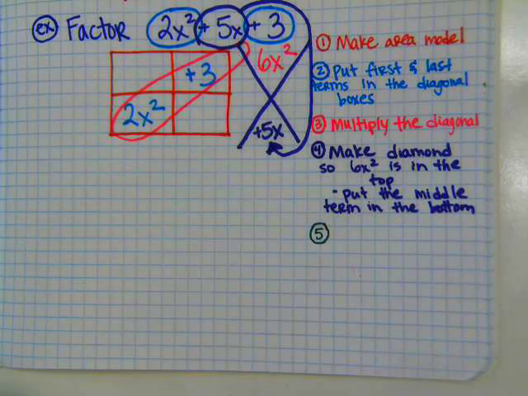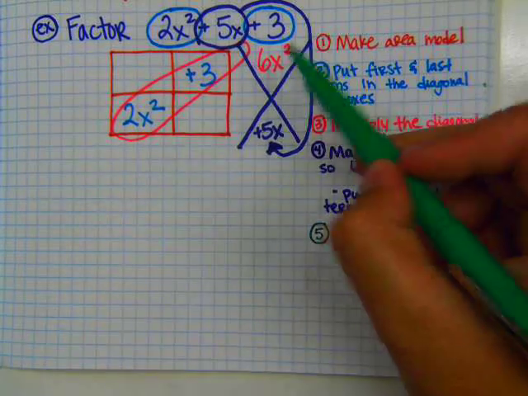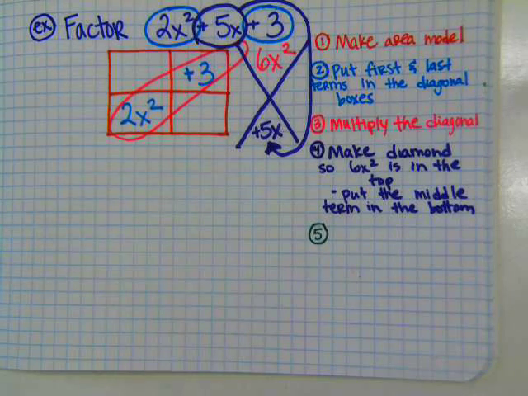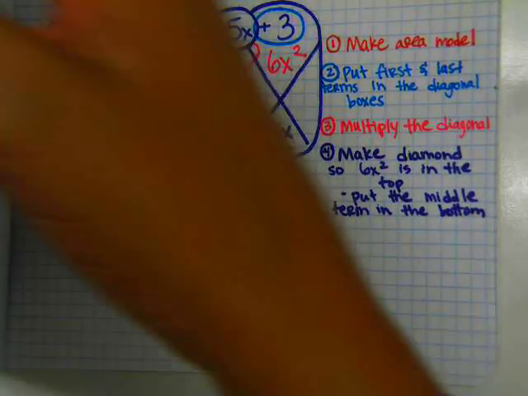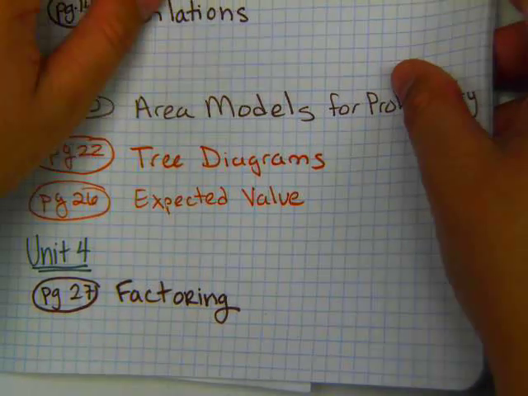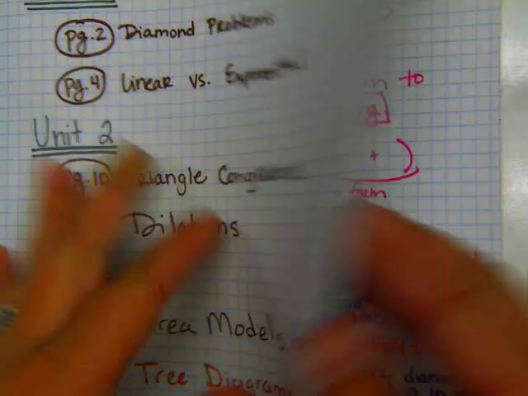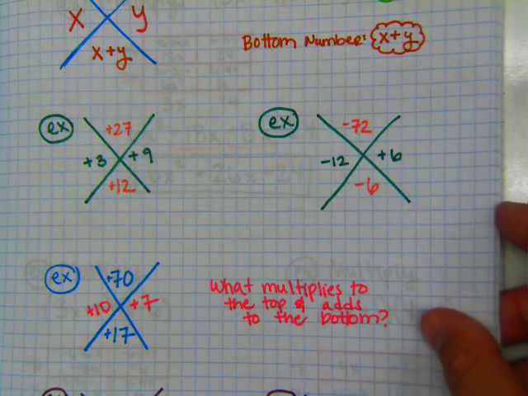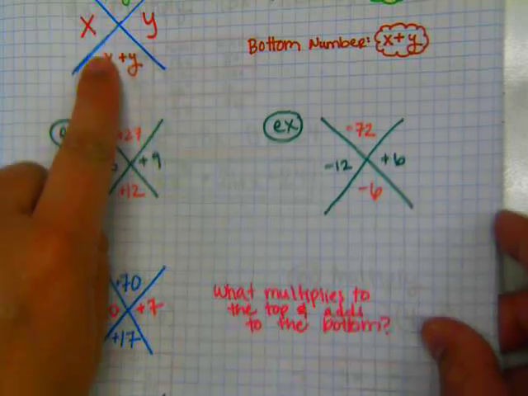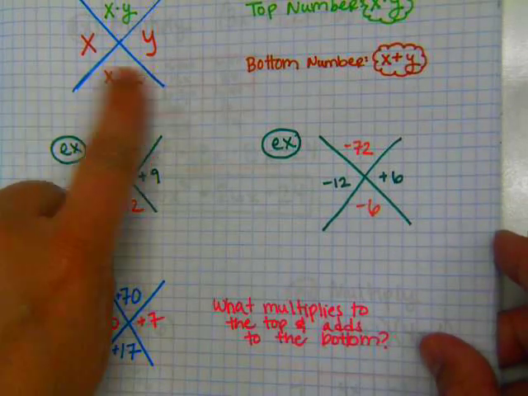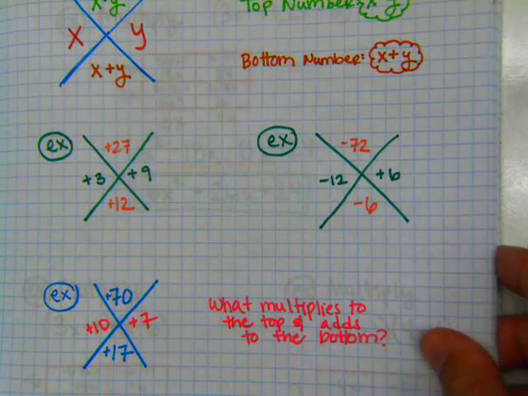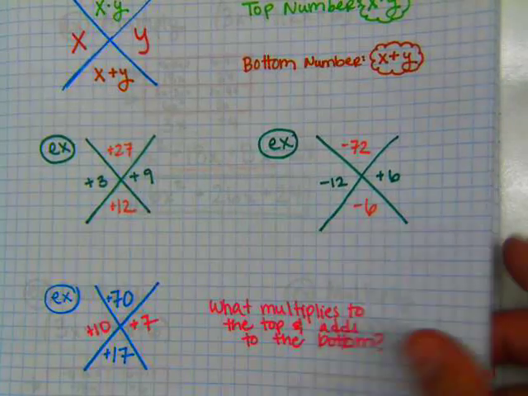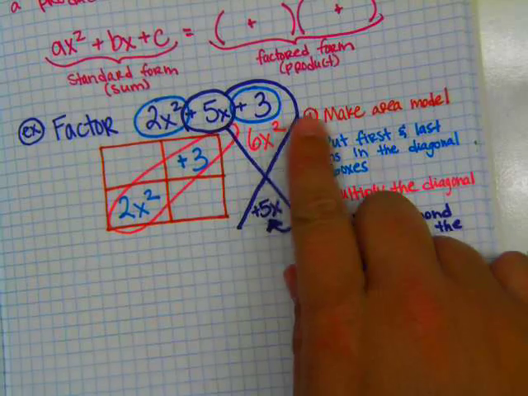You need to find something that multiplies to the top number and adds to the bottom number. Now, this may seem very familiar. If I flip back in my notes, page 2 is diamond problems. Let's go to page 2. Look at that. The top number, multiply. The bottom number you're adding, that's when you're finding x and y. This is the same thing as we've done on the diamond problems. Okay, that's why we started with diamond problems, because it leads to this.